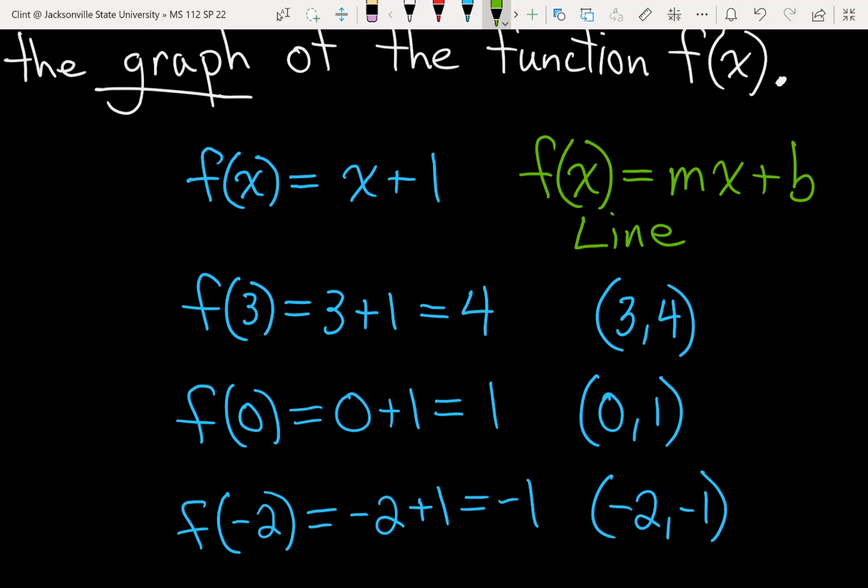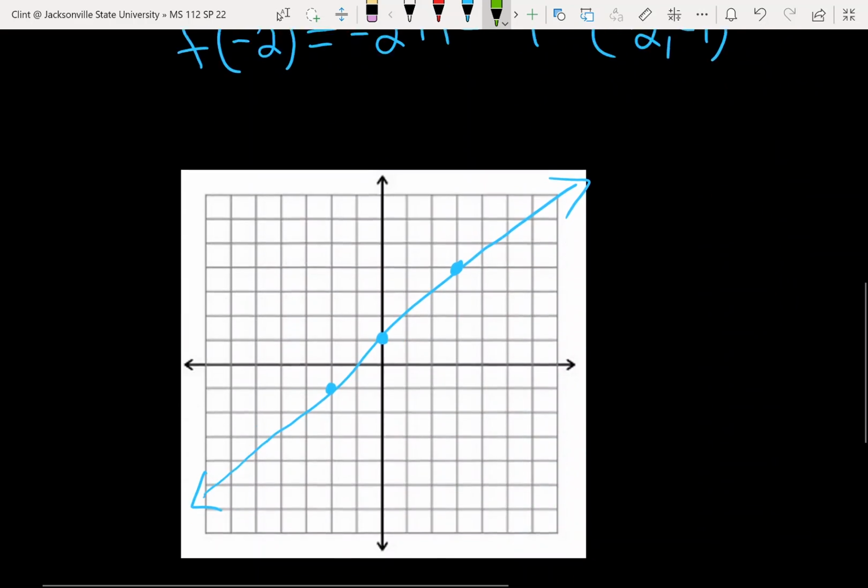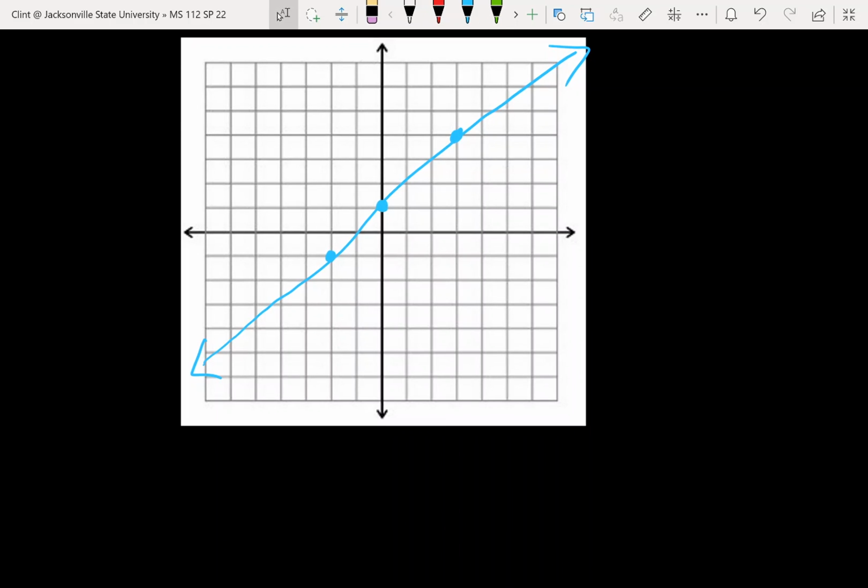So it is nice to have some basic functions in mind and have an idea of what the graphs are going to look like. That way you don't have to plot so many points when you start trying to figure out exactly the graph. Like on that one, if I'd thought ahead of time that it was a line, I could have just done these two and that would have been enough to get my graph. So if you connect two dots, you get a straight line.